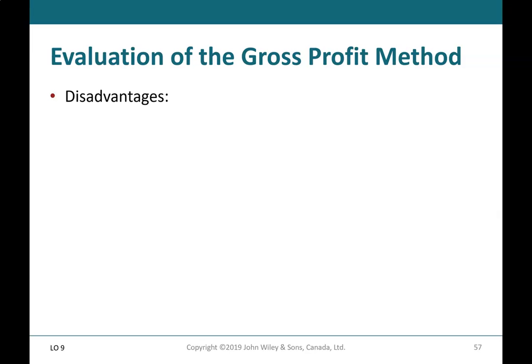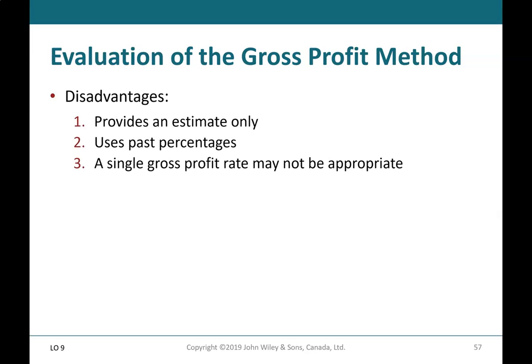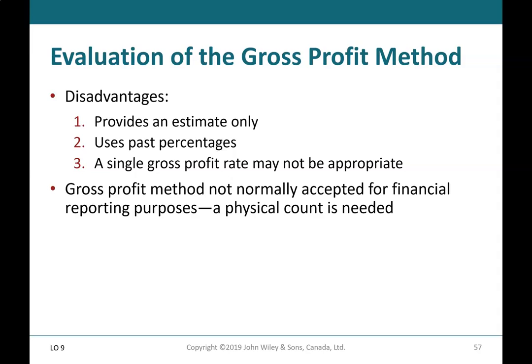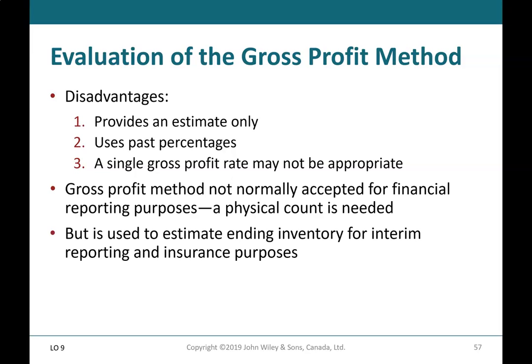Evaluation of the gross profit method. Disadvantages: 1. Provides an estimate only. 2. Uses past percentages. 3. A single gross profit rate may not be appropriate. The gross profit method is not normally accepted for financial reporting purposes. A physical count is needed, but the method is used to estimate ending inventory for interim reporting and insurance purposes.